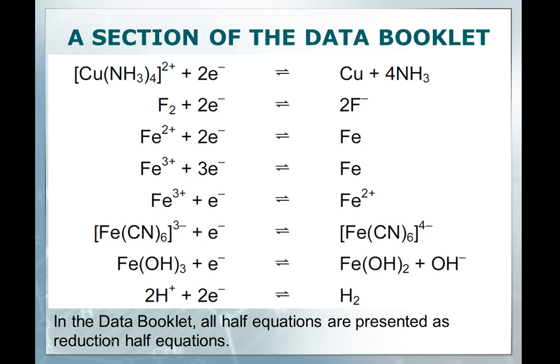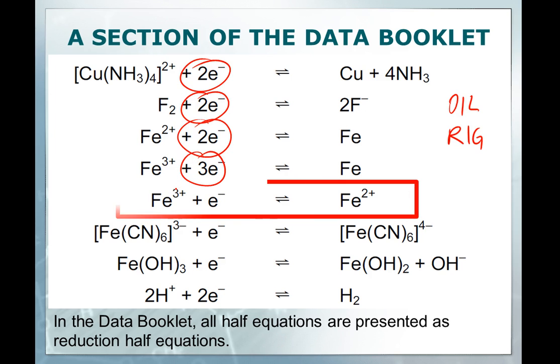Reduction means gain in electrons. If you remember from a previous lesson, the acronym OIL RIG: oxidation is the loss of electrons, reduction is the gain of electrons. So you notice all the equations here are represented as reduction half equations. All show a gain in electrons.